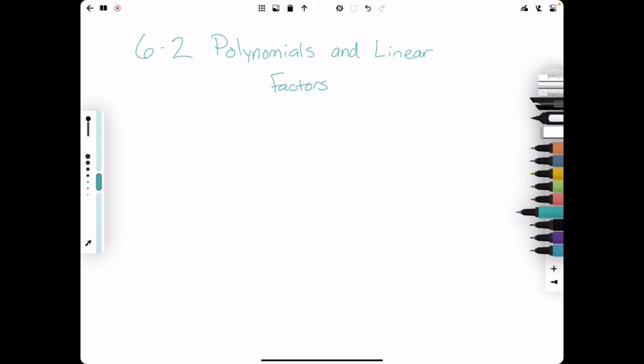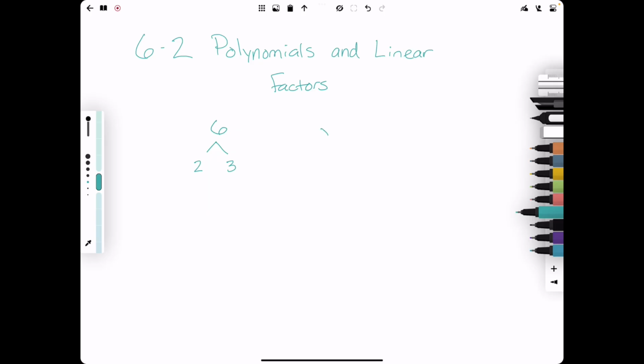All right, section 6.2, polynomials and linear factors. What are factors? Do you remember? Things that multiply to make a number. Cool. So like if I say 6, two factors of 6 would be 2 and 3, right?